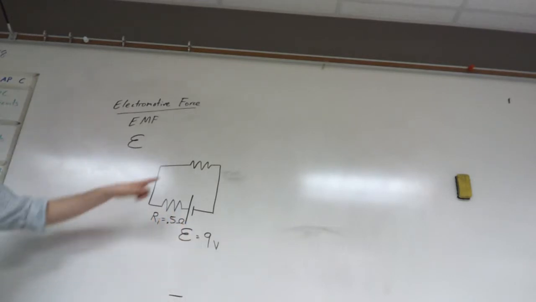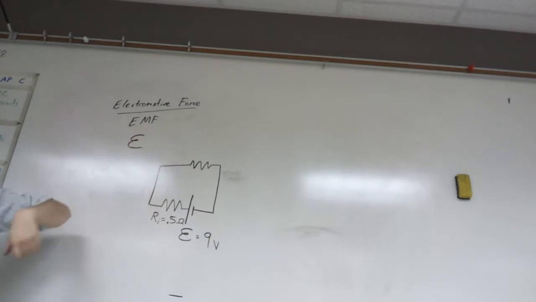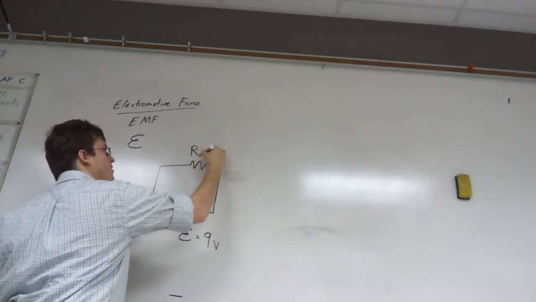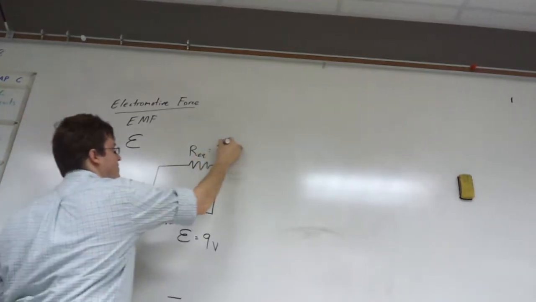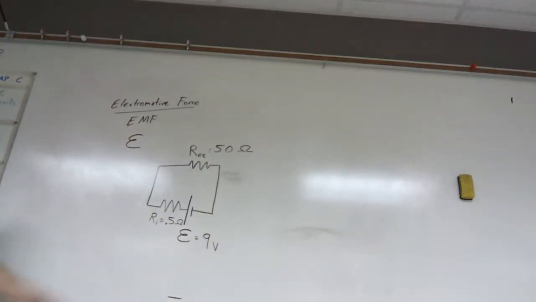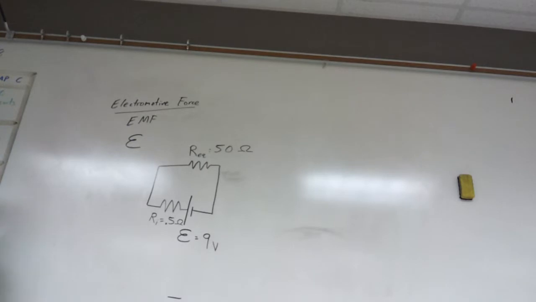And then this is the actual resistance of the circuit, R equivalent, whatever you want to call it. You can wrap this up into R equivalent. So if this was 50 ohms, it'd just be 50.5, because you have two of them in series. So internal resistance is not that hard, but it is something you need to take into account.